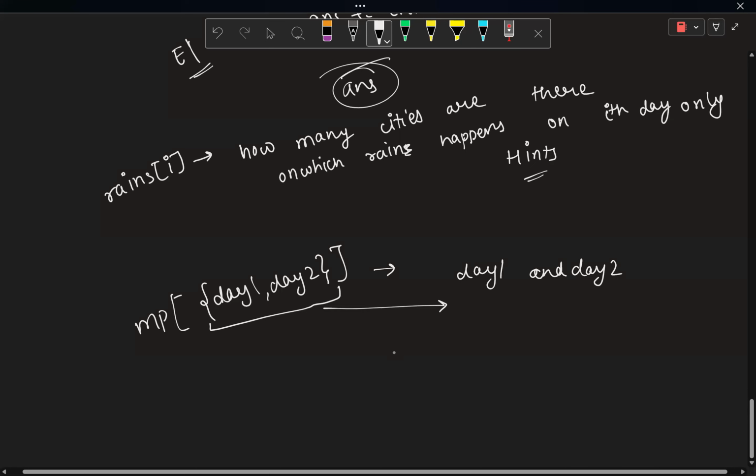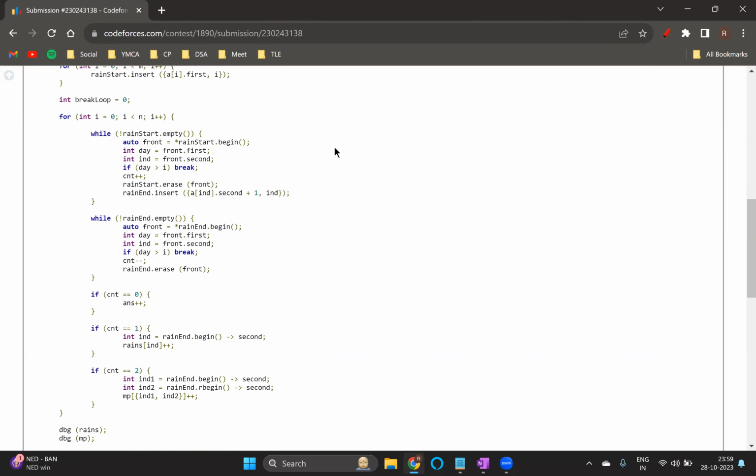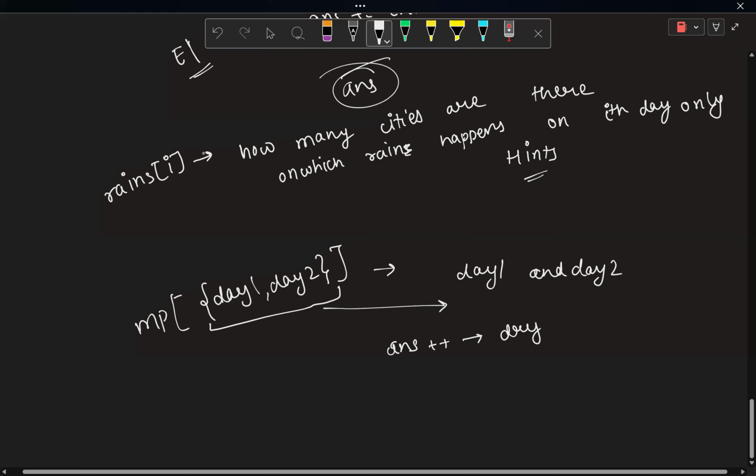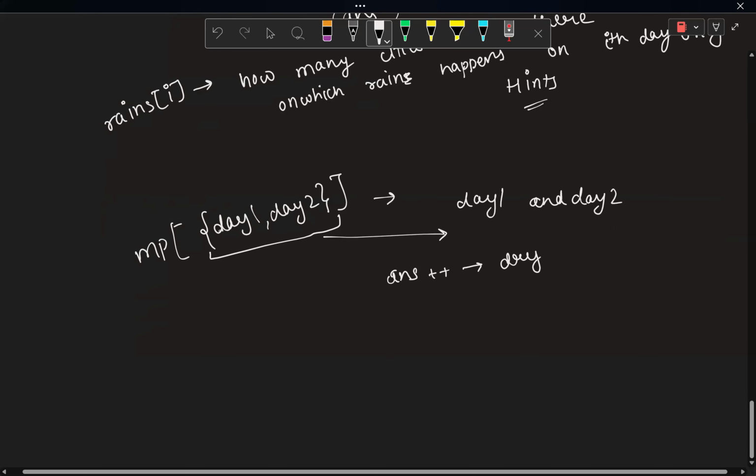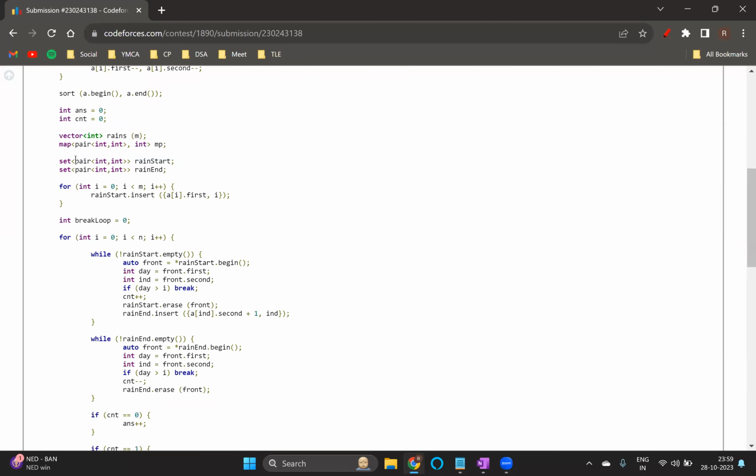This answer variable initially stores the number of days which are already dry. And in this CNT variable, I was just keeping track of how many days there will be on which rain happens on the ith city. And this other variable is useless. I created it for debugging and then forgot to remove it. And this is the implementation part of what I did.